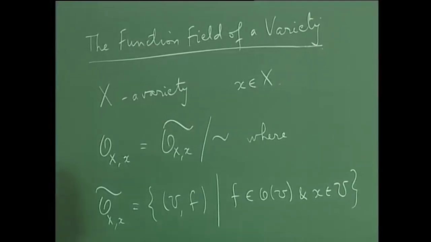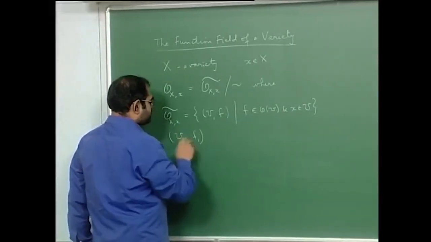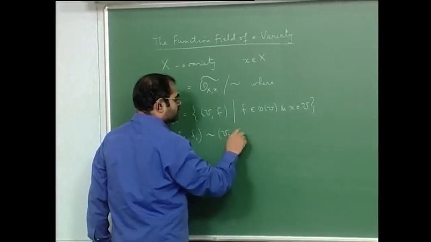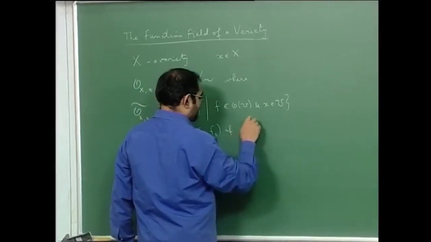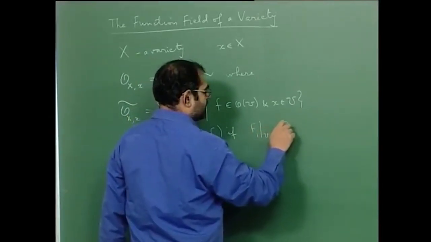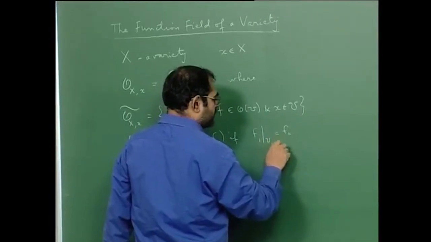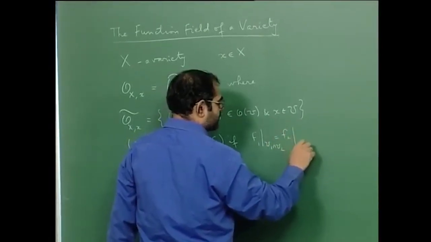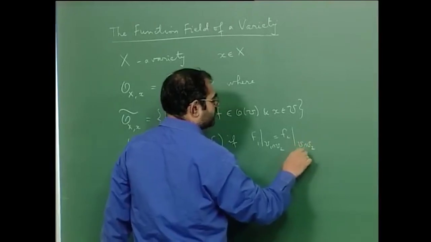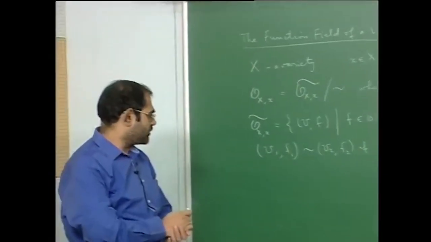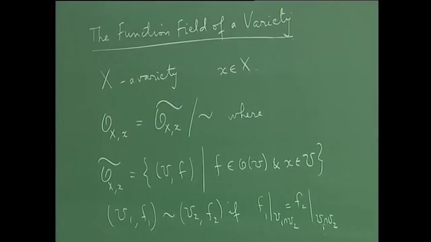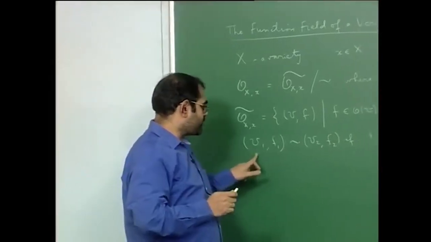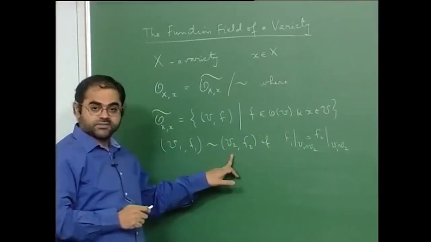So (U1, f1) is equivalent to (U2, f2) if f1 restricted to U1 intersection U2 is equal to f2 restricted to U1 intersection U2. You have to remember that x is both in U1 and in U2, so x is in U1 intersection U2, so U1 intersection U2 is a non-empty open set, so it is in fact dense. And you are just saying that f1 restricted to U1 intersection U2 is equal to f2 restricted to U1 intersection U2.